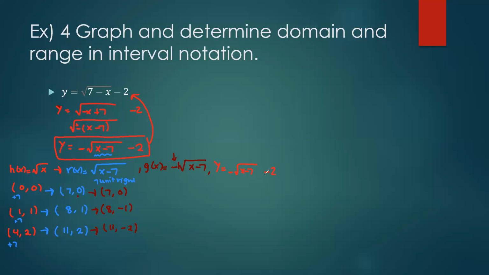So what that minus 2 means is you shift it 2 units down. It's a vertical shift. So you just have to subtract 2 from the y value. So that would be 7 comma -2. 8 comma, so you subtract 2 from the y coordinate. So -1 minus 2 is -3, right? And then 11 comma -2 would be -2 minus 2 is -4. Okay, does that make sense?